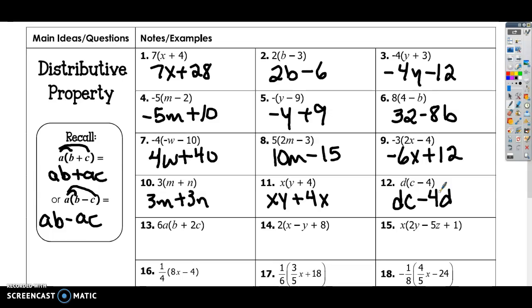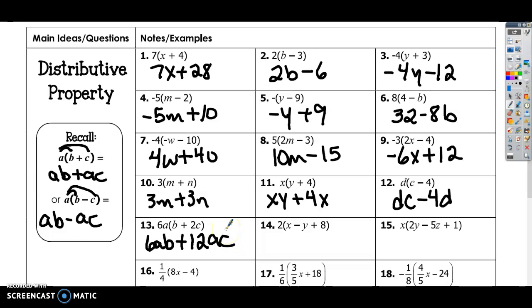Number 13, we've got 6a times b. So that's just going to be 6ab. And then 6a times 2c. So multiply the numbers and then bring the variables along too. So plus 6 times 2 is 12. A, C. Don't forget both variables.